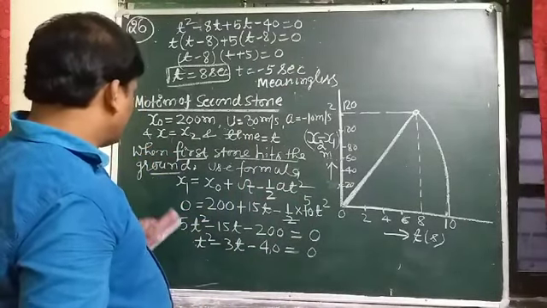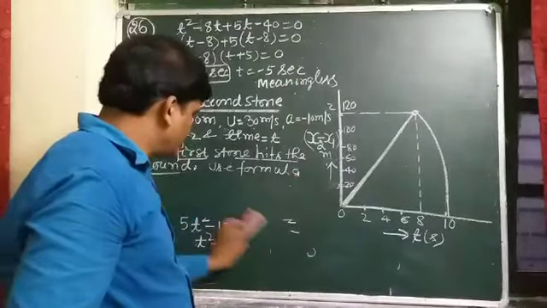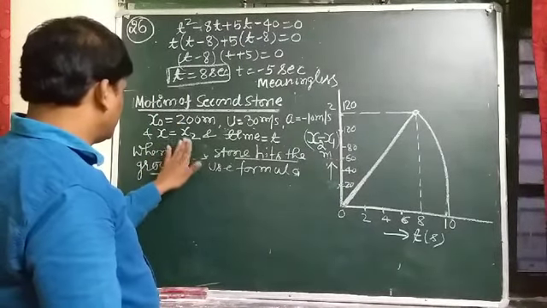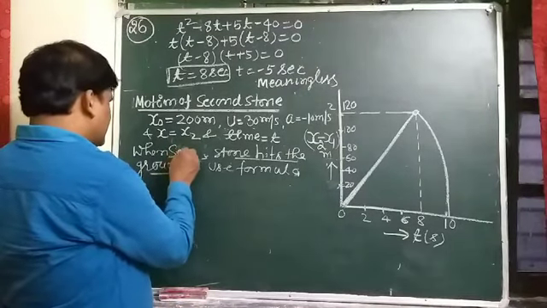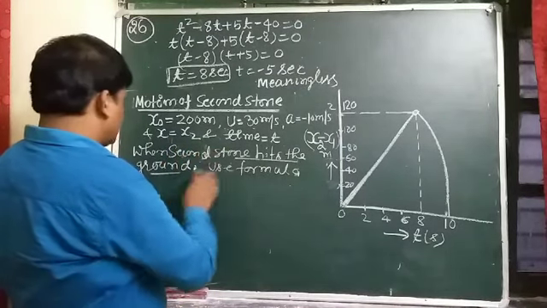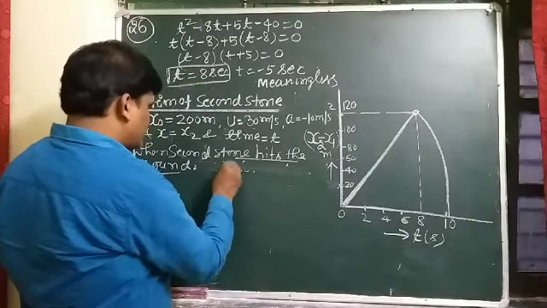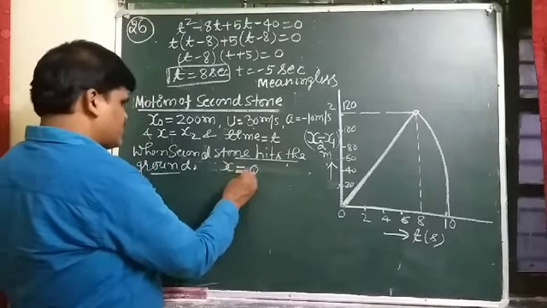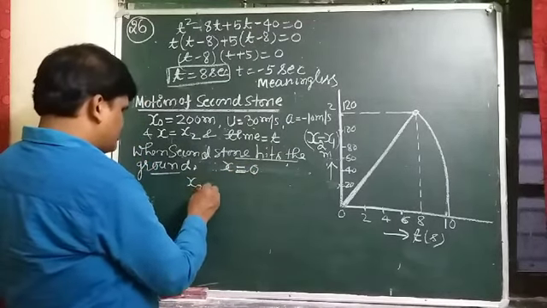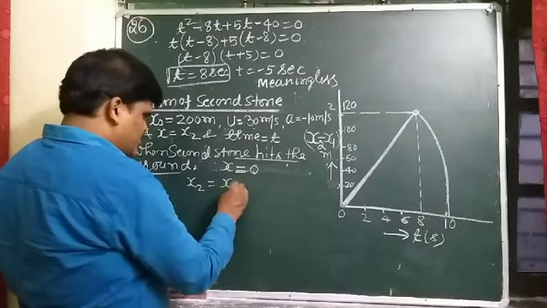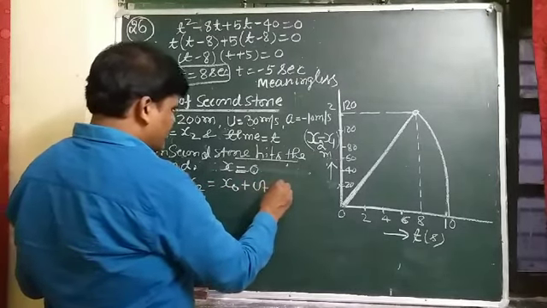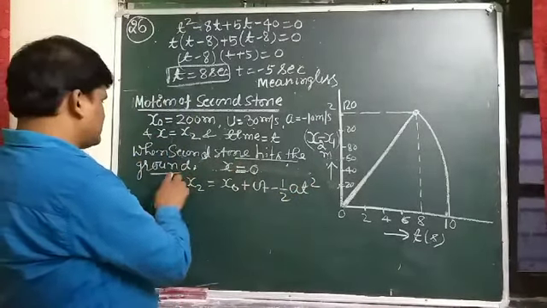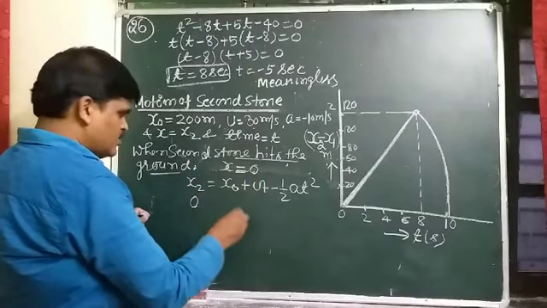It means when the second stone hits the ground, x2, that is 0. In the same way as the previous equation of the first stone, we use x2 equal to x0 plus ut minus half at square for the second stone, and when the second stone hits the ground, x2 is 0.